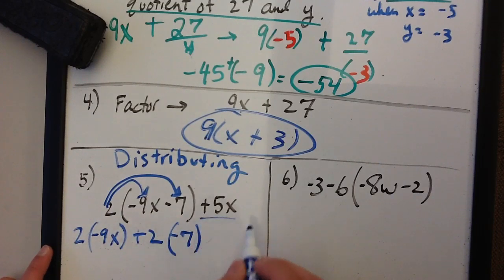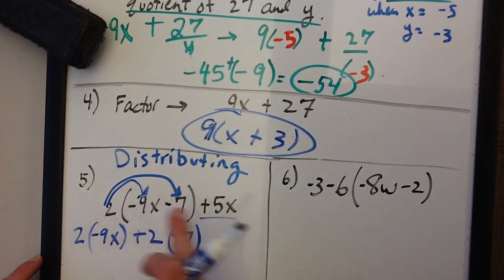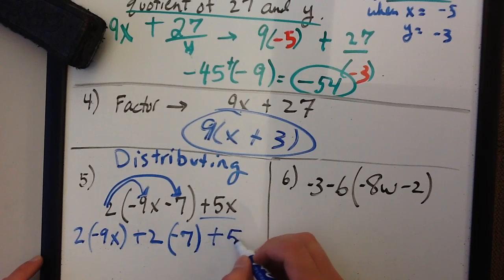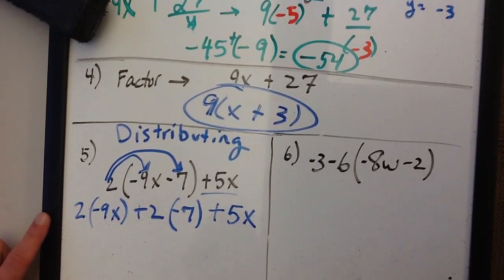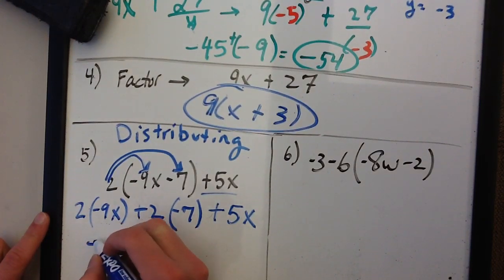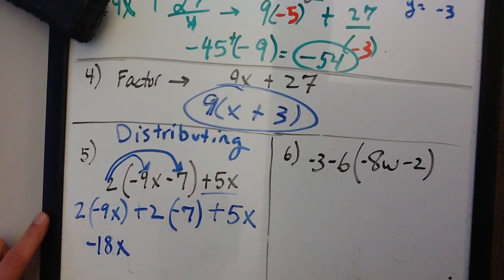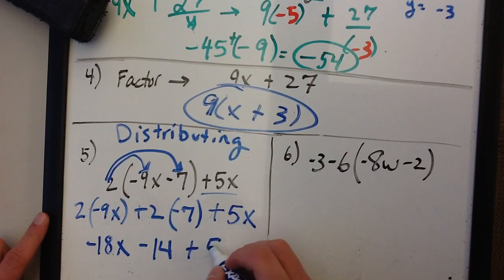Now, what do I do with this 5x? It's not inside the parentheses, and so therefore I do not distribute the 2 to it. Instead, I bring it down. Now, I need to multiply, because I have to multiply before I can add. 2 times negative 9x would be negative 18x. 2 times negative 7 is negative 14, so I put minus 14. And then I have plus 5x.